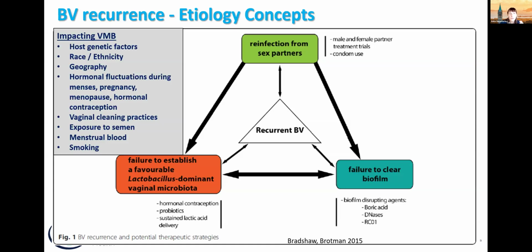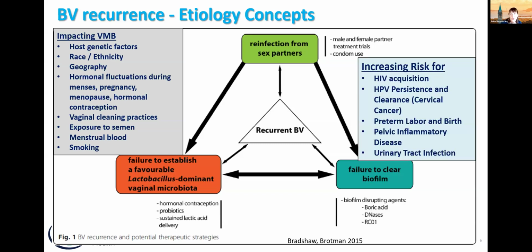We also learned about a number of factors that are impacting the vaginal microbiome, among them those here listed: geography, host genetic factors, hormonal fluctuations during the life course, but also during menses, exposure to semen, menstrual blood. And we also learned that BV is associated with increasing risk of a whole number of health conditions: HIV acquisition, HPV persistence, and cervical cancer, preterm labor, pelvic inflammatory disease, and urinary tract infection. The causal pathways are not that well established at this point.